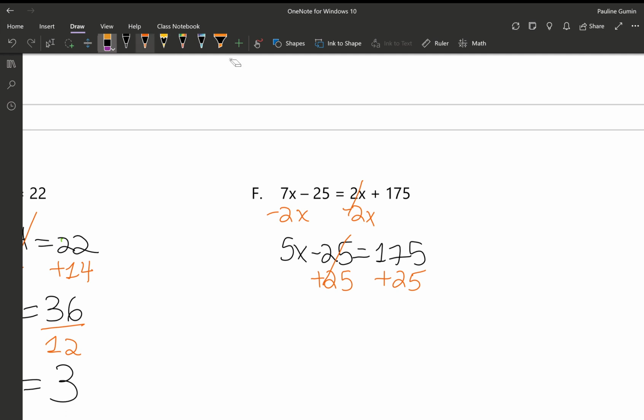I went too fast for my tablet again. I switched the colors so quickly.